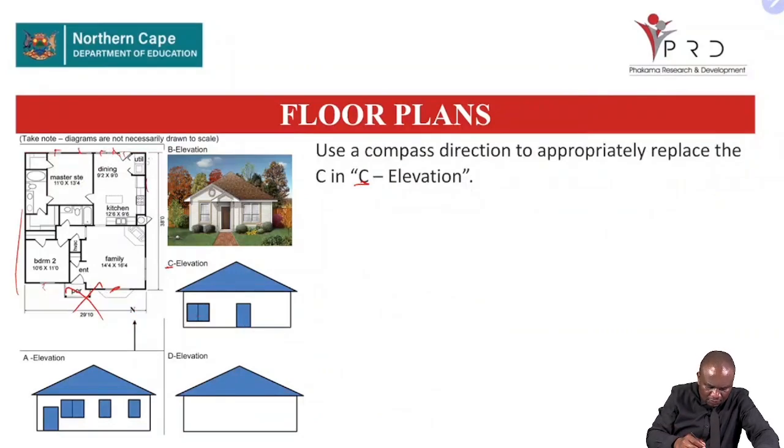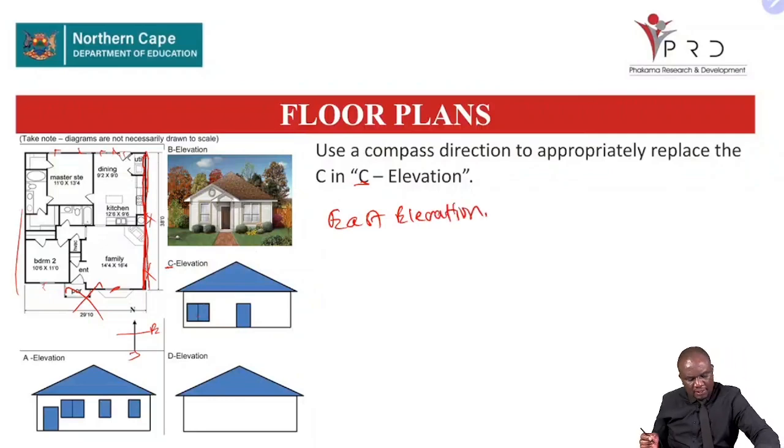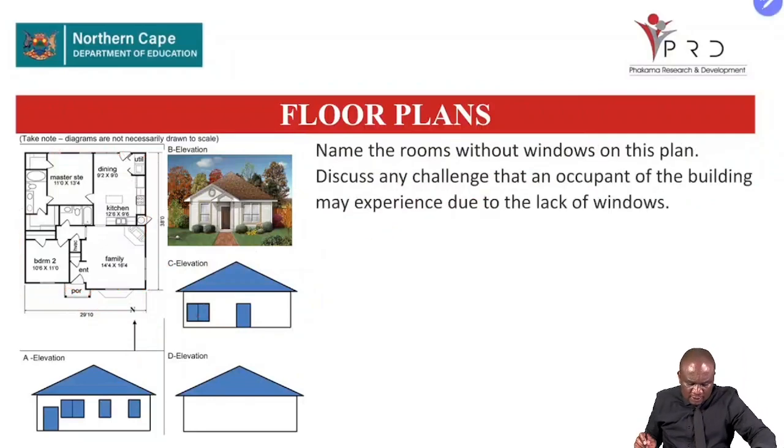Let's check this side. Door, window. Yes, that's the one. We have a door and a window here. So this is the elevation we're looking at. Where is it? North, east, south. So it's east elevation. It's this side, east elevation. Okay, right. Check that.